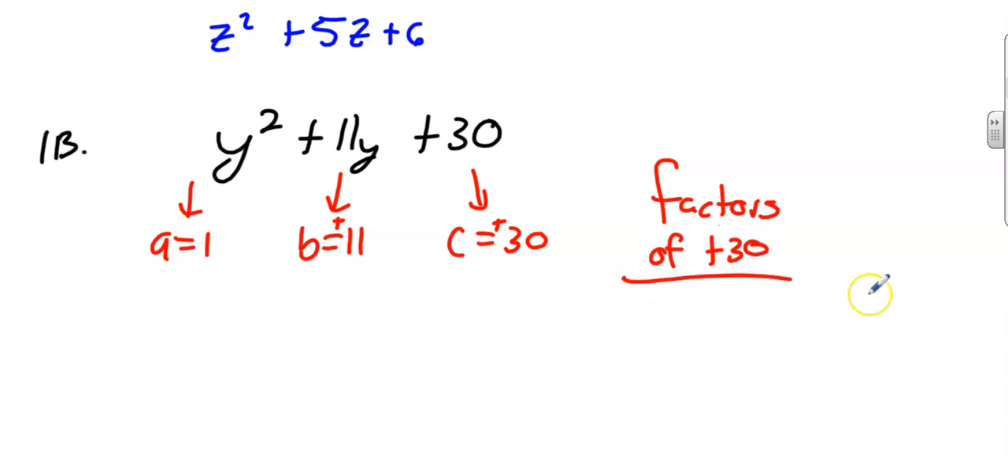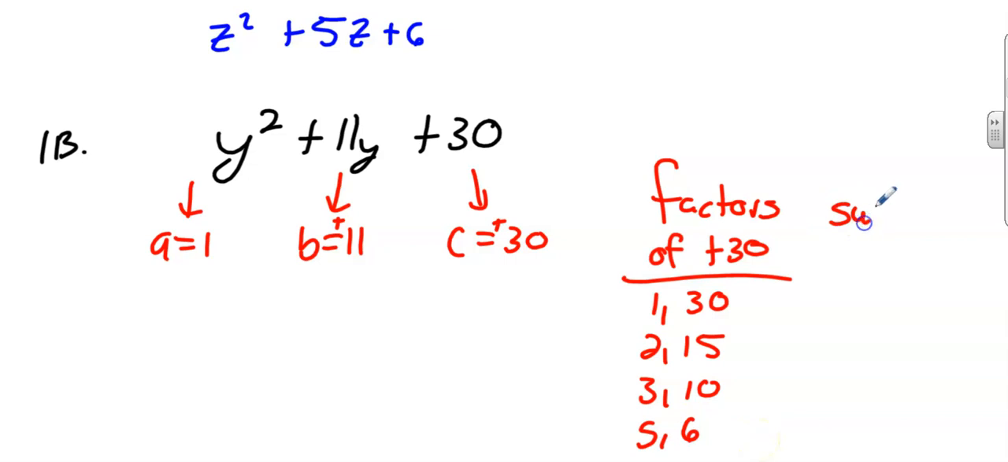So it's the factors of positive 30. And then just go back through and list them real quick. It's 1 times 30. It's 2 times 15. It's 3 times 10. Or it's 5 times 6. And we want the sum to be 11.